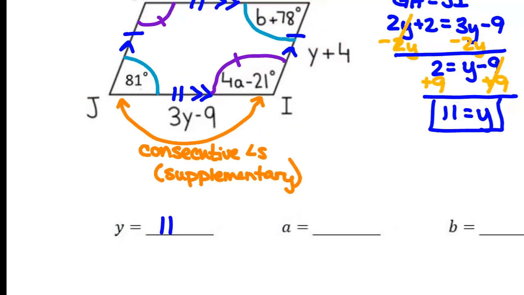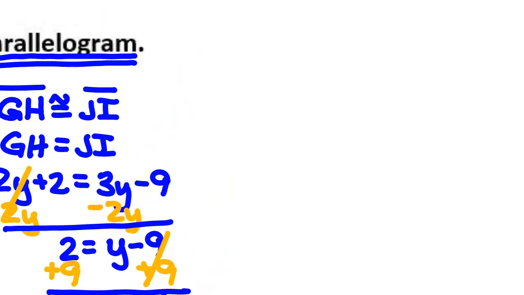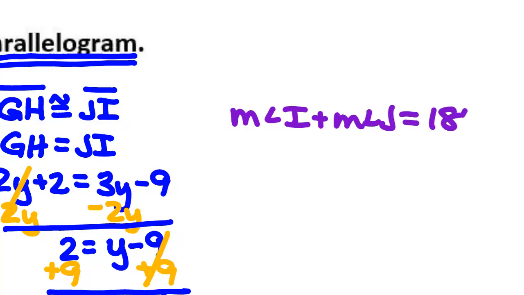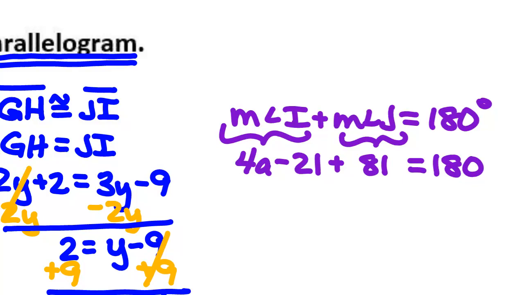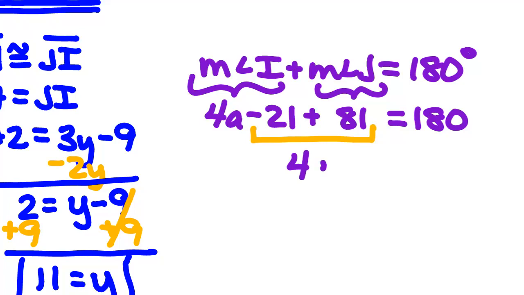So the measurement of angle I plus the measurement of angle J is equal to 180 degrees. Angle I is 4A minus 21, and angle J is 81. So then I combine my 2 like terms together. I have a negative 21 and a positive 81. When I combine those, it gives me a positive 60. So 4A plus 60 equals 180.